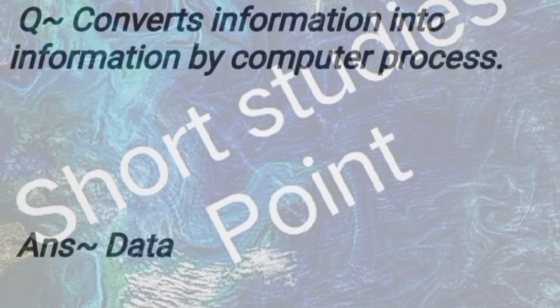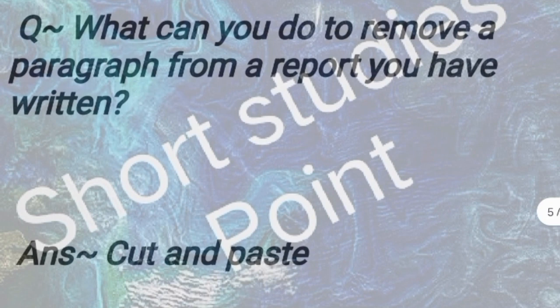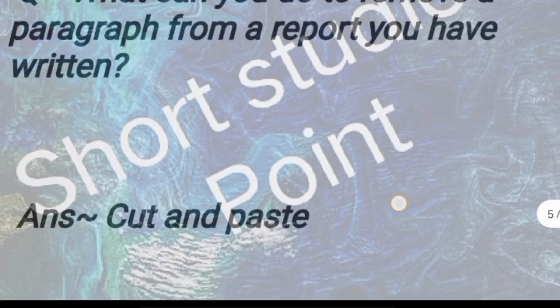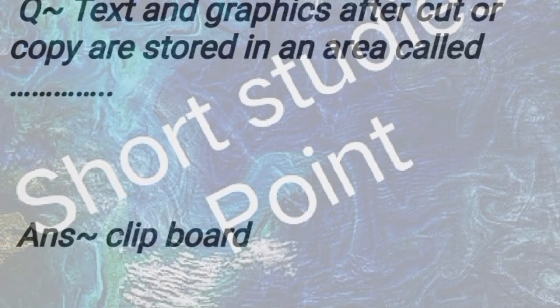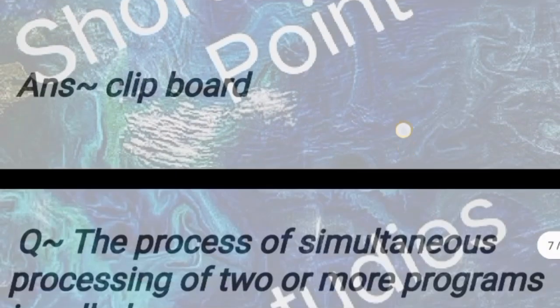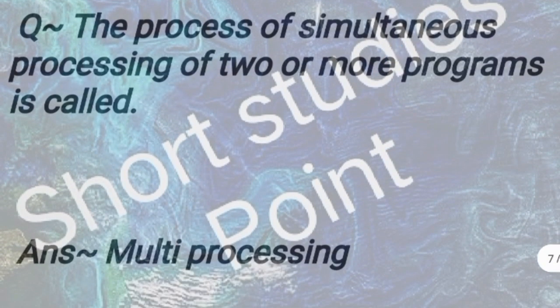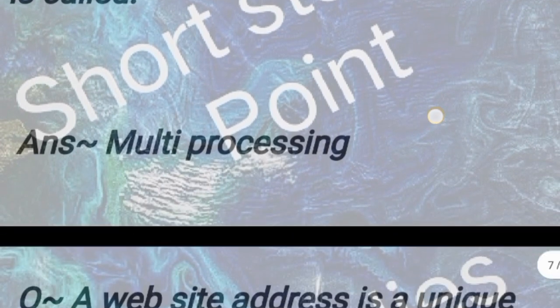Answer: AI. Next question: converting information into data by the computer process. Answer: data. Next question: what can you do to remove a paragraph from a report you have written? Answer: cut and paste. Next question: text and graphics after cut or copy are stored in an area called dash. Answer: clipboard. Next question: the process of simultaneous processing of two or more programs is called dash.